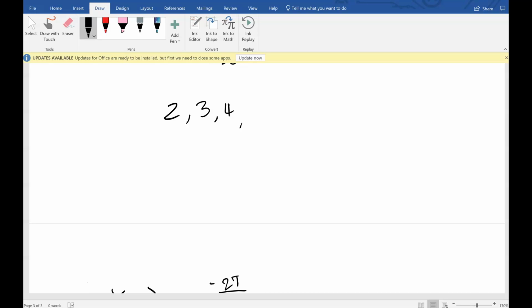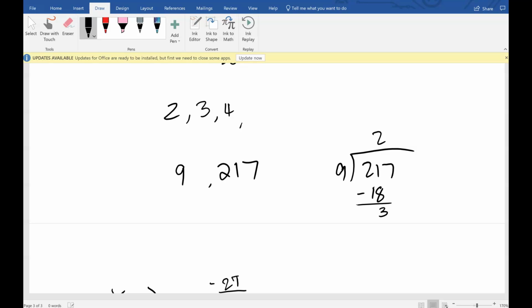Okay, so for instance, there's a problem that says, is the first number a factor of the second number? So what we're going to do is just do division. Does 9 go into 217 evenly? Well, let's just do our division. 2 times 9 is 18. Subtract 18 from 21, we get 3. Bring down the 7.